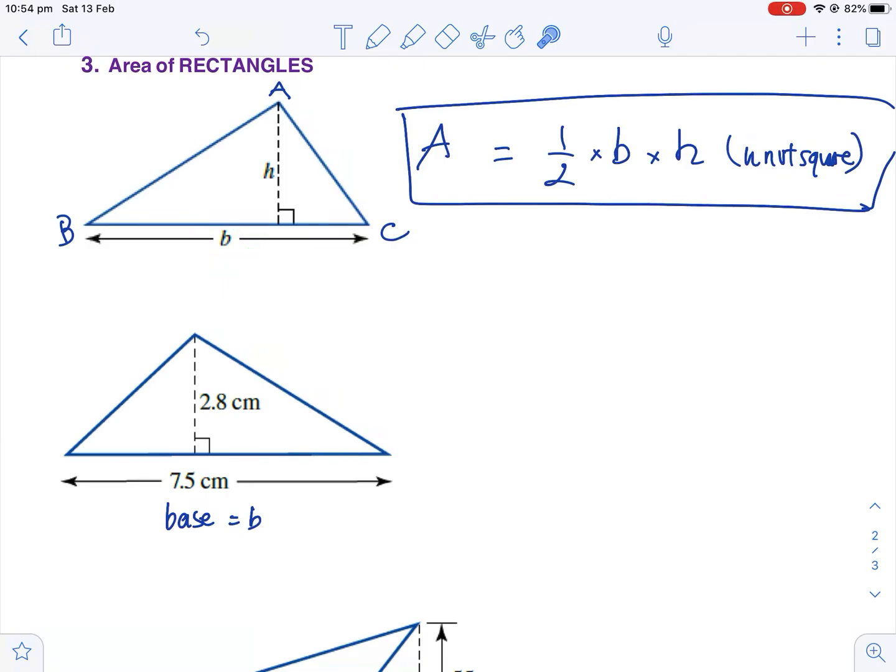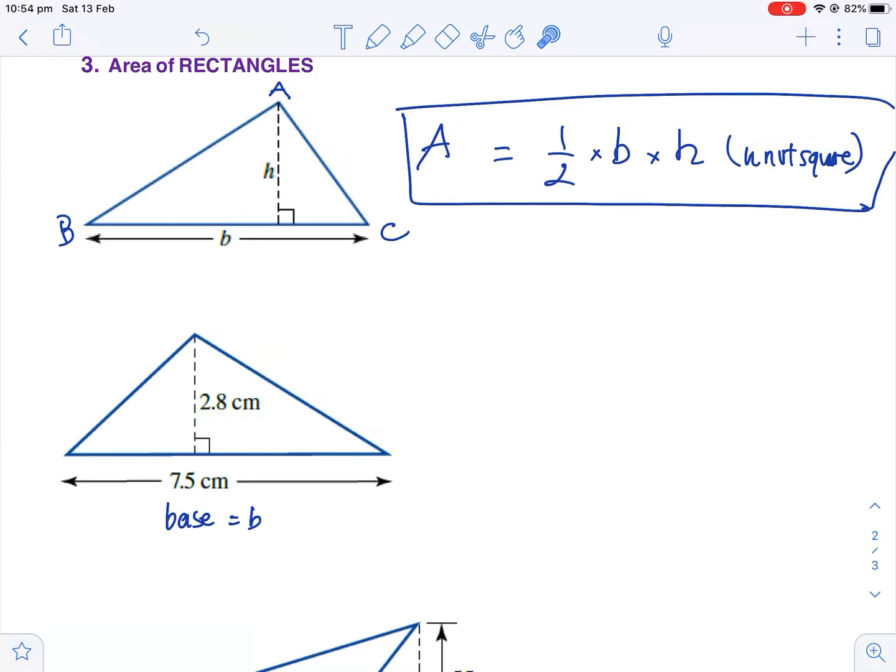Obviously, you can see the height comes from the other vertex, the remaining vertex, this one, and makes a perpendicular line. Perpendicular line means this line cuts this line at an angle of 90 degrees. So from here, I draw a line perpendicular with the base, and the dimension from this vertex to this point is the dimension of the height. And in this example, they gave us 2.8.